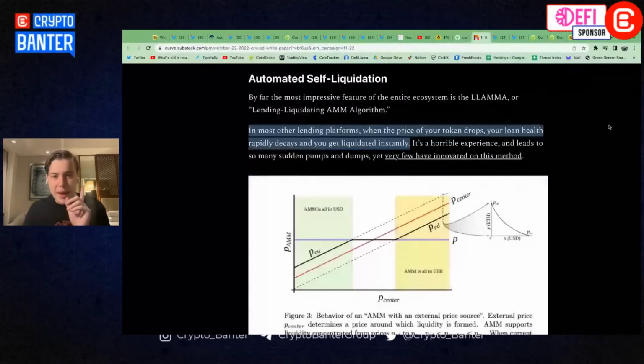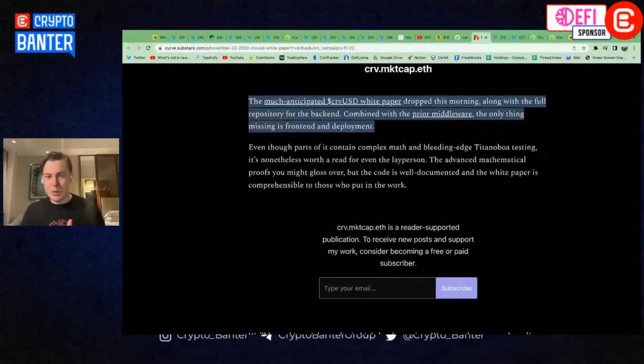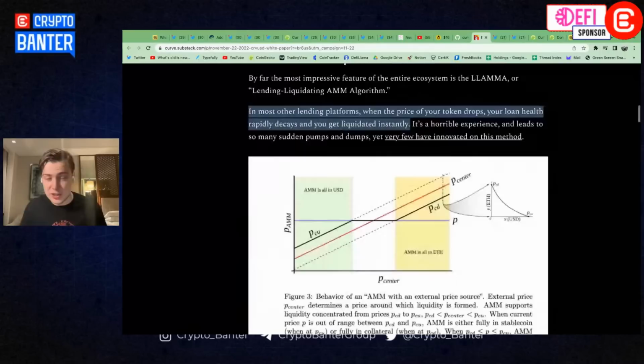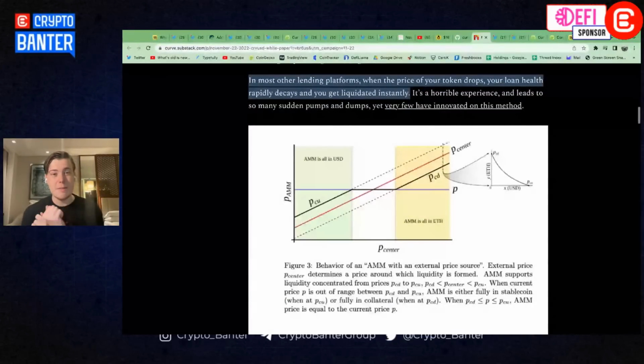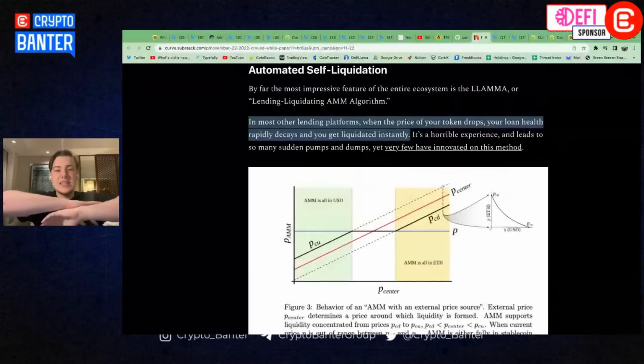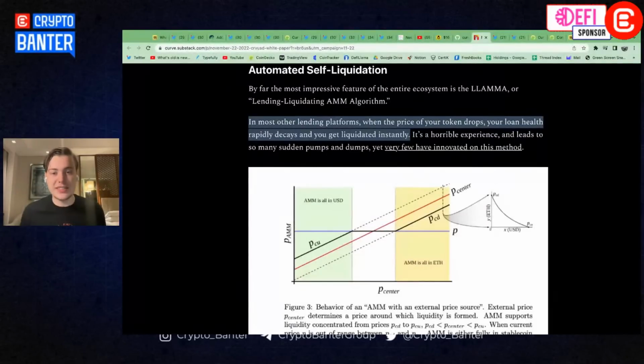So there's a few major benefits to this stablecoin that I want to run through now. Three major benefits, actually. The first one is automated self-liquidation. This is the biggest innovation with this stablecoin, which sets it apart from other stables. And this is essentially that they have a lending liquidating AMM algorithm, or LLAMMA. So in most other lending platforms, when the price of your token drops, your loan health rapidly decays and you get liquidated instantly.